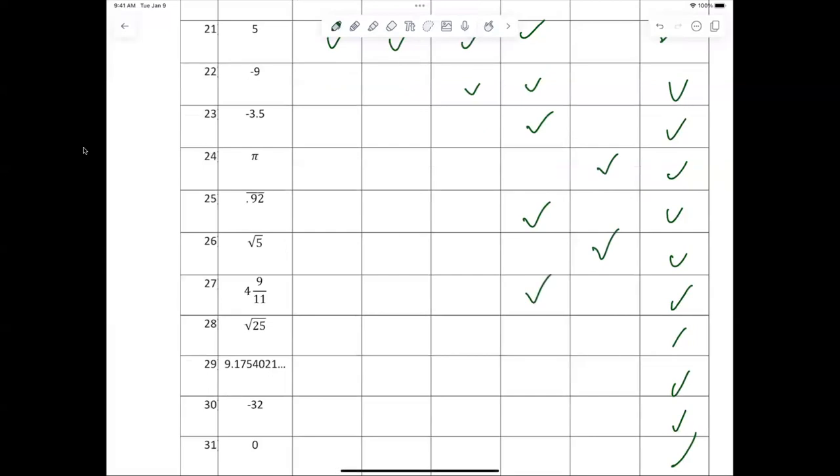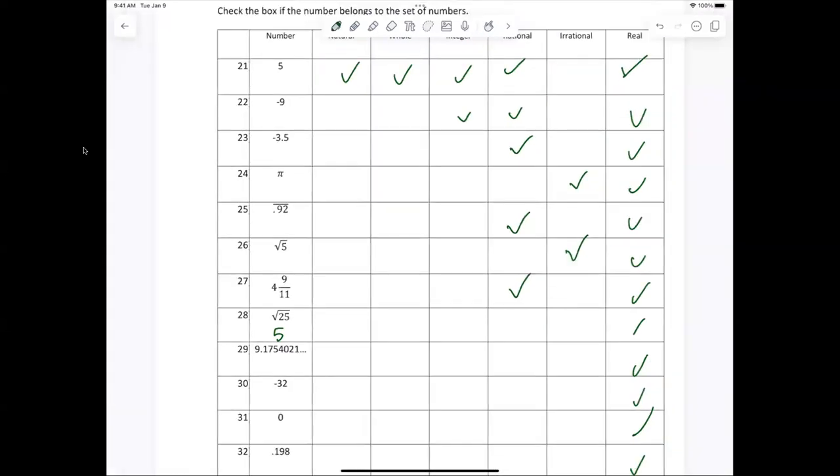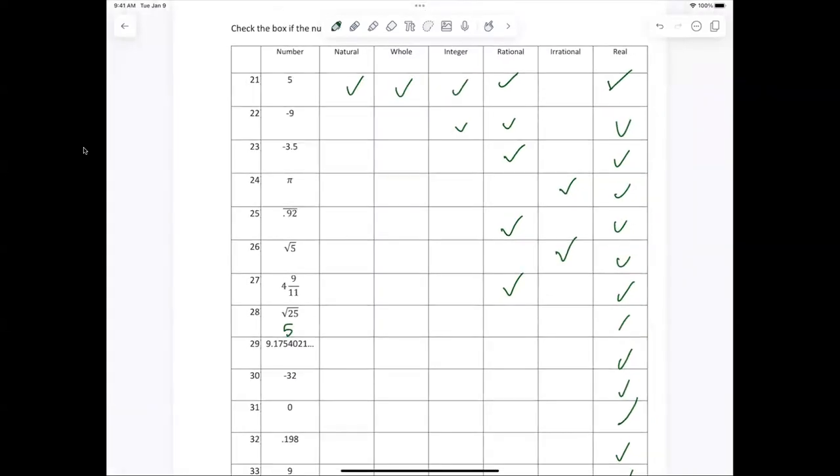All right, here's the one. Greep, square root of 25. What does the square root of 25 equal? Yes, it does. All right, so it's definitely rational. What else? Natural, whole. Yes, integer. That's it. Everything but irrational. Very good.